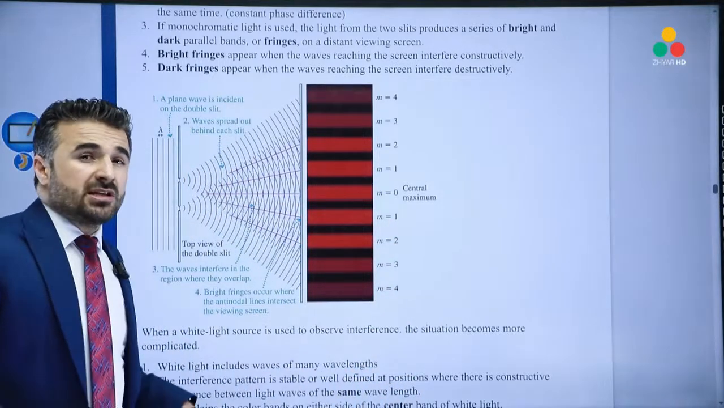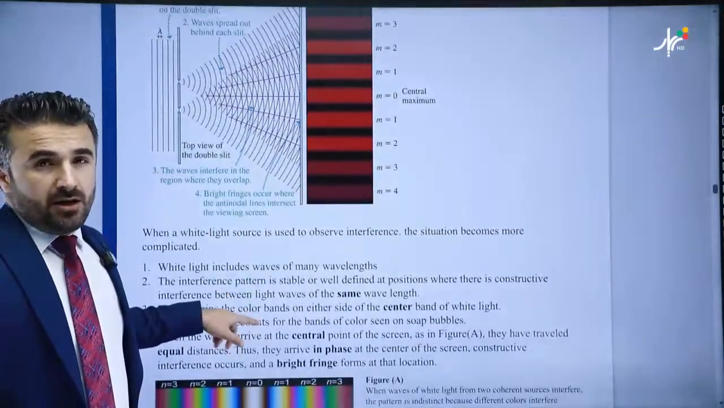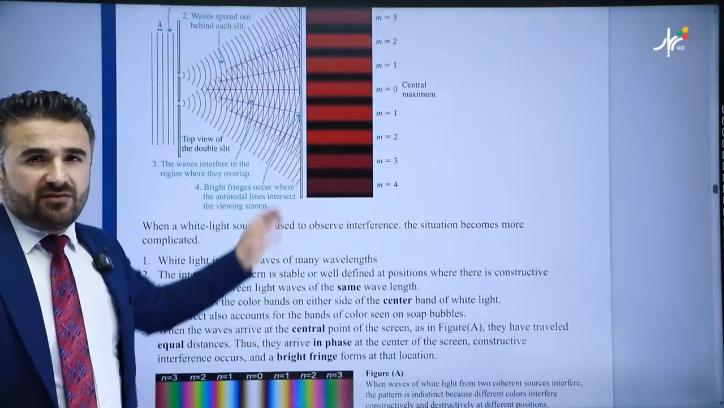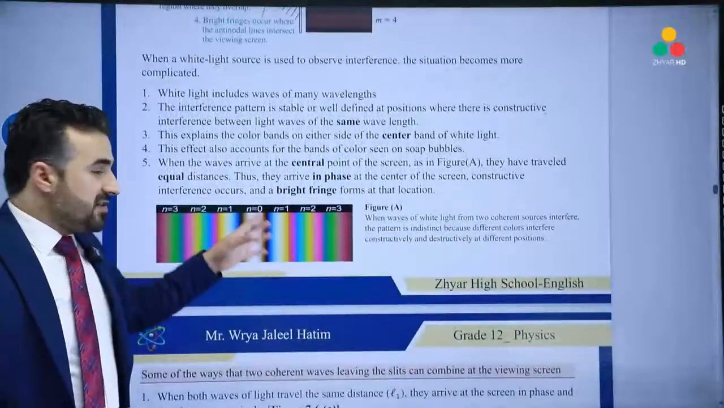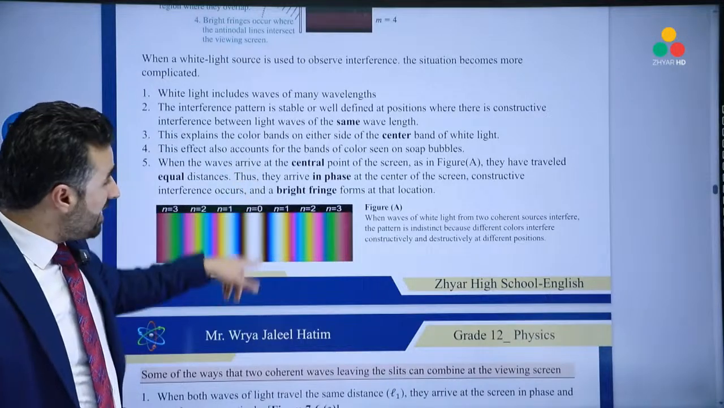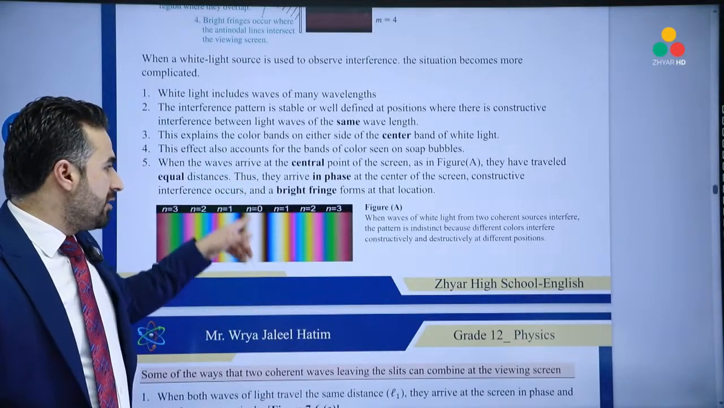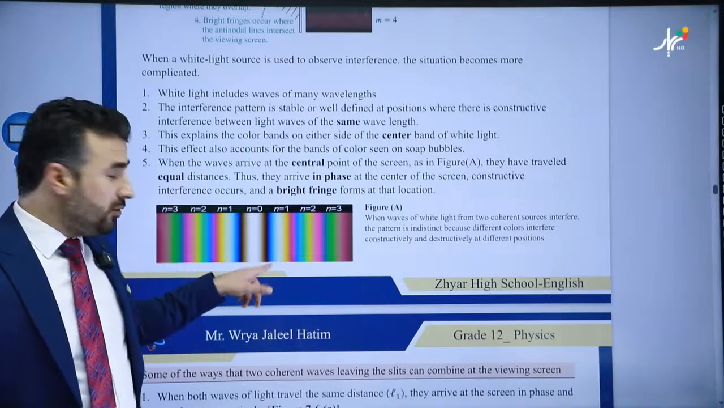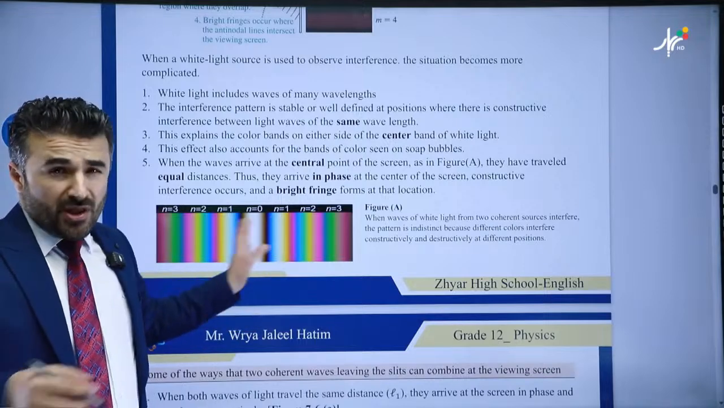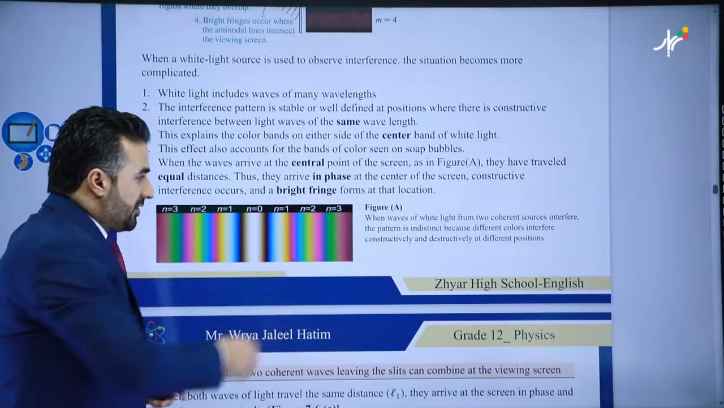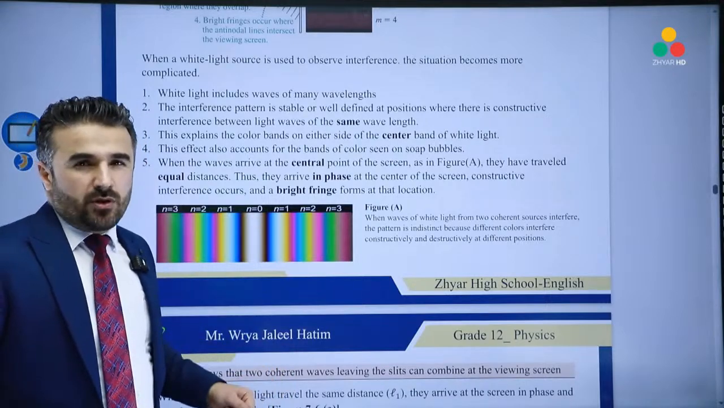What happens if we use white light here? You know that white light is a combination of all the 7 colors that we've mentioned, RGB. Then this is what we get as a result. You see that the central maximum is white. Why? Because all the waves reaching this are in phase. As a result, we get white light here. On either side, we get a bunch of colors. You can see it starts with violet and ends up with red. Why red?